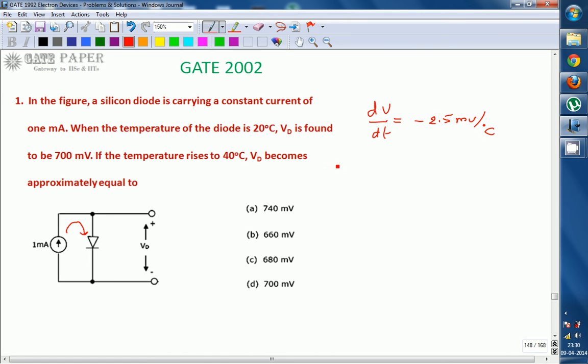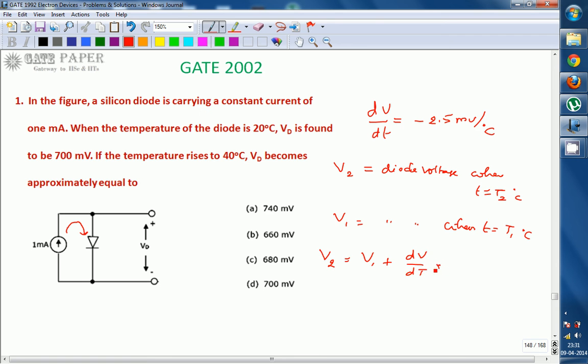Let V2 be the voltage across the forward bias diode when temperature T is equal to T2 degrees centigrade, and V1 similarly is the diode voltage when T is equal to T1 degrees centigrade. So we can write the change in voltage: V2 is equal to V1 plus dV by dT into delta T, where delta T is the change in temperature.